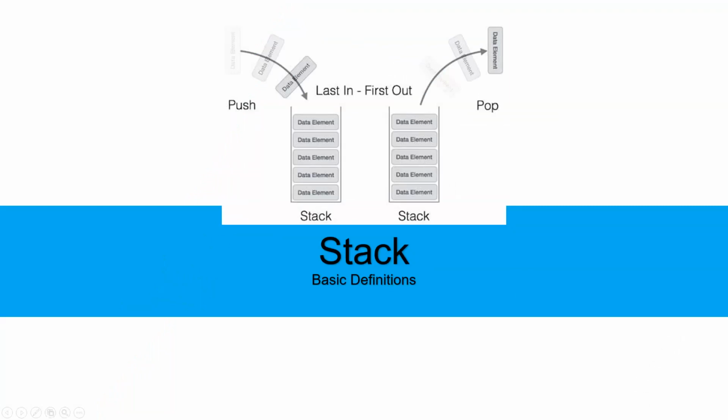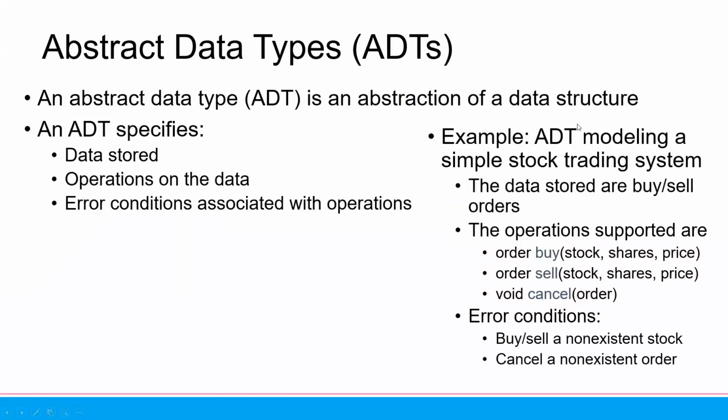Last in, first out. People may say it as LIFO. L means last, I means in, F means first, O means out. So we call it last in, first out. Let's see what we can learn from this stack.